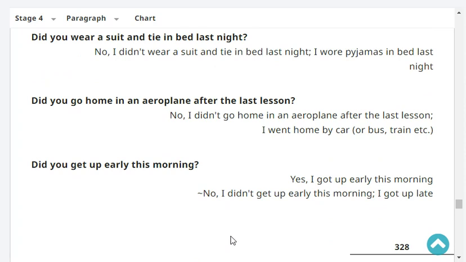Did you go home in an airplane after the lesson? No, I didn't go home in an airplane after the lesson. I went home by car. Very good.